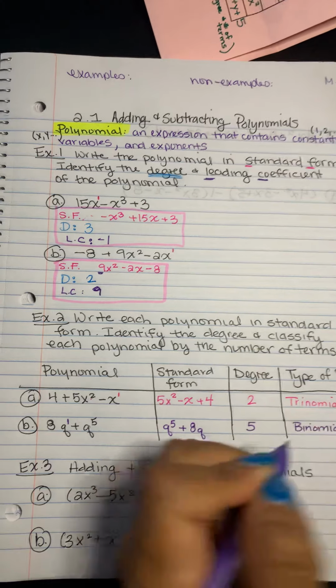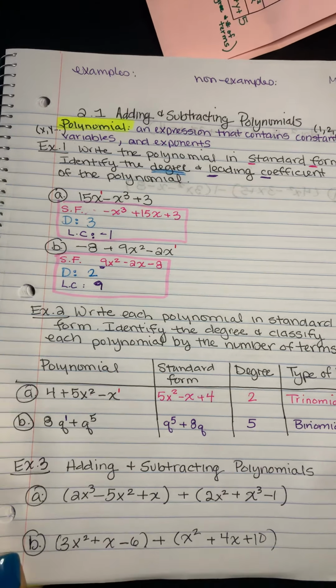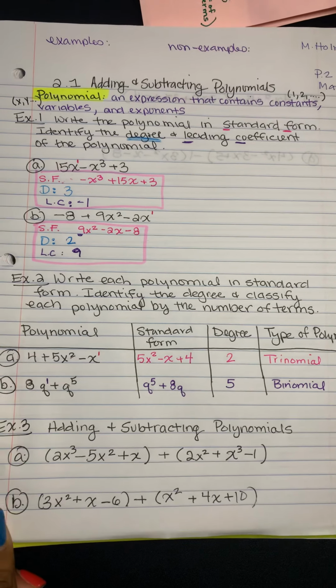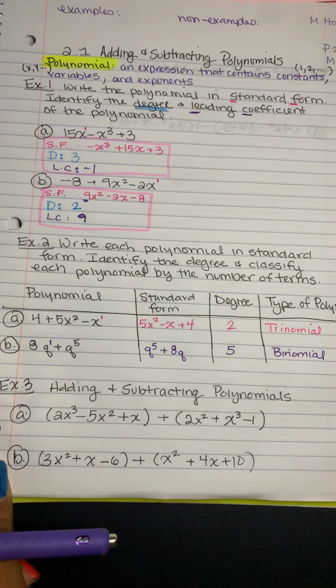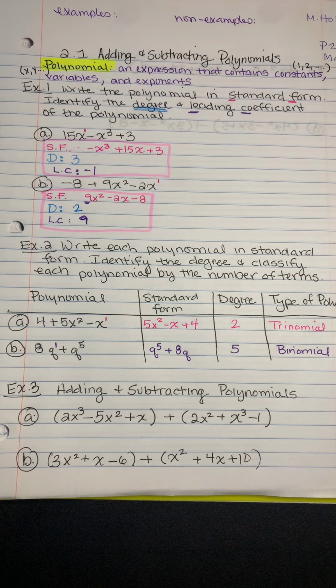If you guys are not familiar with this vocab word, then you just have to practice, and we'll do a lot of that during the time that we have together. Okay, all right, let's take a look at example 3. Adding and subtracting polynomials. Now that we've identified what a polynomial is, standard form, degree, and type of naming polynomials, let's go ahead and start adding and subtracting.